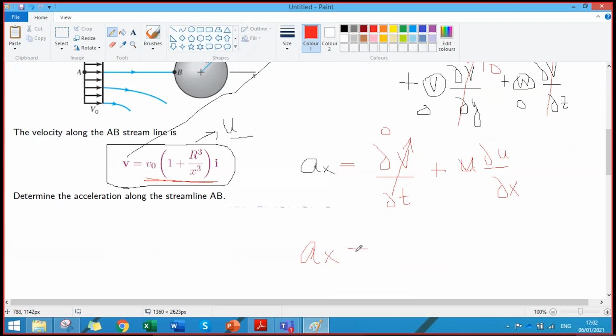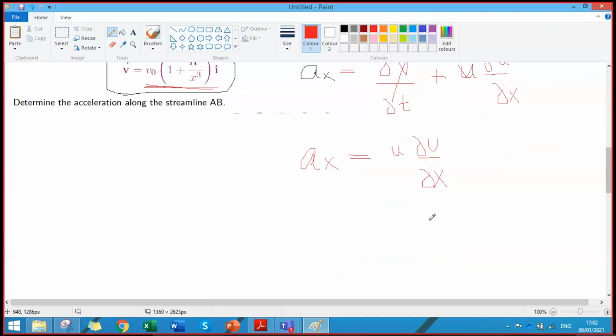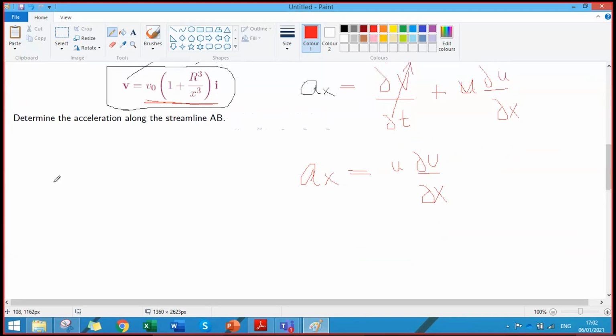Can we calculate partial u by partial x? That would be v naught times the derivative of 1, which with respect to x would be 0, plus r cube times the derivative of 1 over x cube, which would be minus 3 divided by x to the power 4, right? Over x4.